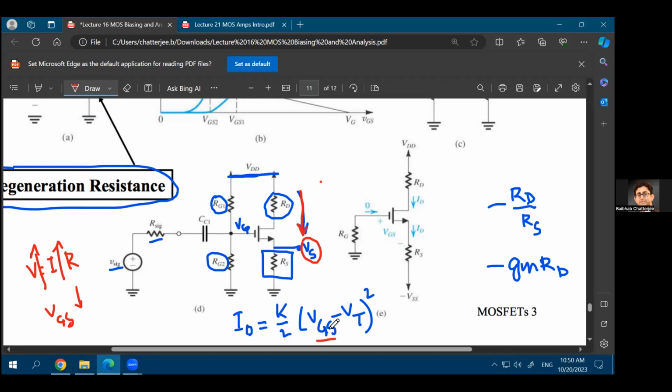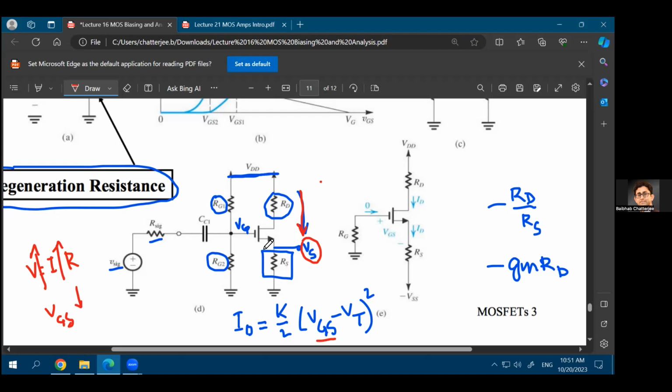That your Vgs is reducing, so current will reduce and current will come back to the initial value. So if there is any kind of fluctuation in the current of the device, let's say the current of the device increases, the drop across the resistance Rs increases, which means that Vgs reduces, which brings the current back to its initial value. That gives you a stabilization factor.